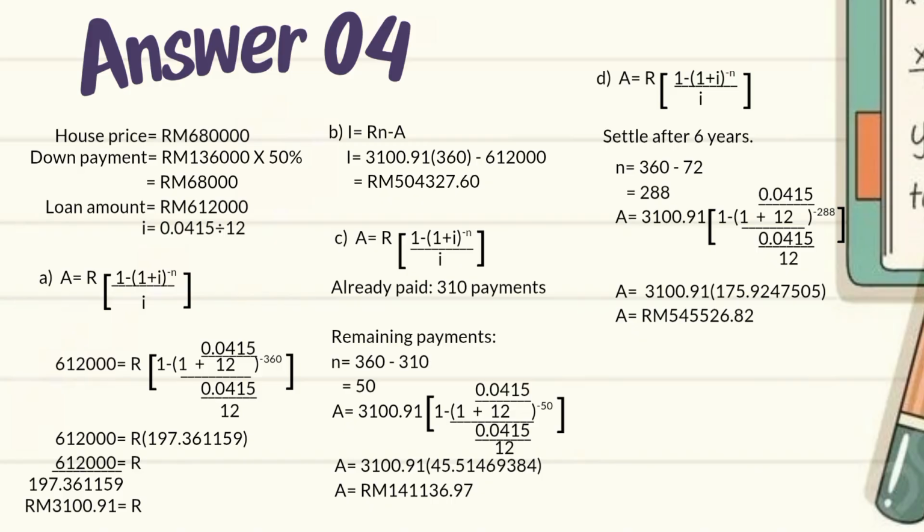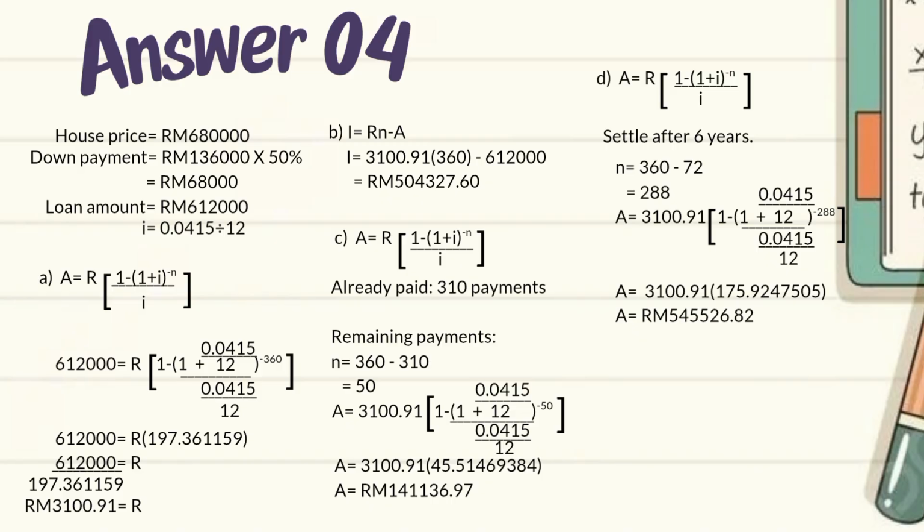Okay, now let's look at question C. Question C says after paying the 310 payments, he decides to settle the balance of the loan. So we want to find A. We still use the same formula. He said after paying the 310 payments, so the N is 360 minus 310, so we get 50. N equals 50.